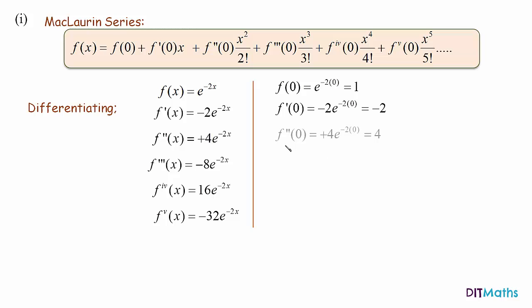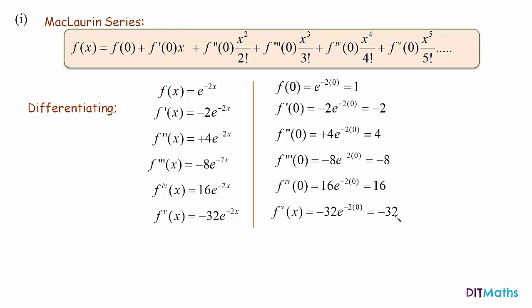So if we repeat this for the second, third, fourth, and fifth derivatives, we get minus 2, 4, minus 8, 16, and minus 32. We now substitute these values or coefficients into the original Maclaurin series. So for f(0) we put 1, for the first derivative we put minus 2, for the second derivative we put 4, and so on. And this will give us the following expression.